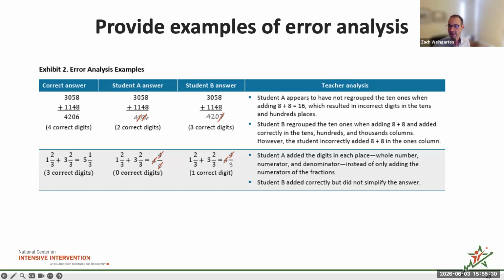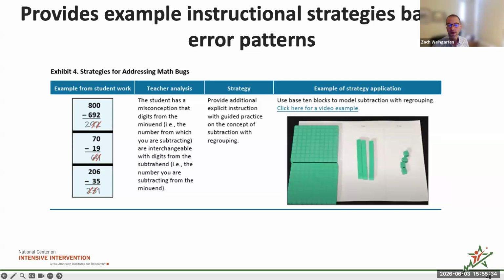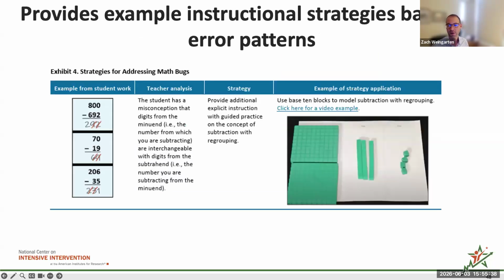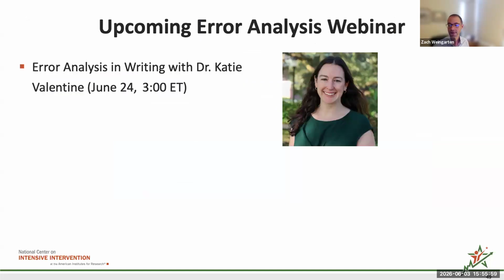And then finally, before we turn to any questions, one of the nice things about our resource, on the previous slide, is that we have some linked examples of strategy application. Dr. Powell has some videos on our NCII website, as well as Math Spiral, that we link to. So there are some nice example strategies that you can use to address specific types of errors.